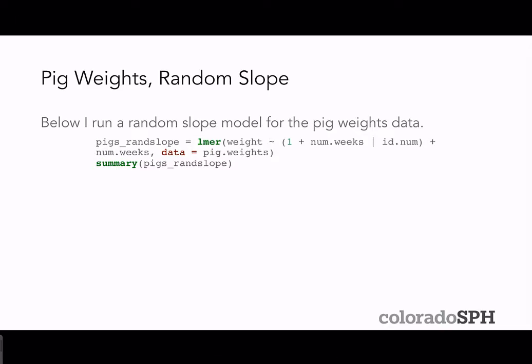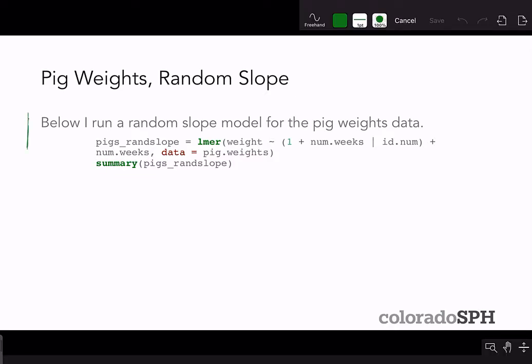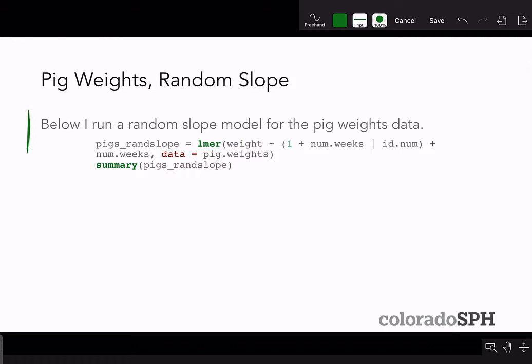Next I'm going to look at a random slope model. The code below runs the random slope model for the pig weights data. This model is quite similar to what I ran before. You're still using the lmer function. You still have weight as the outcome. You have the same fixed effect here, which is num.weeks, the time variable. What's different is the random effects specification, which is given here.